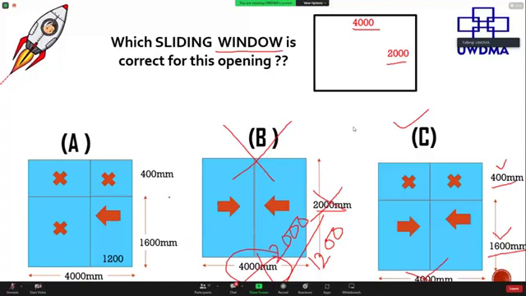Now let's come to option A. This is perfect. So what have we done here? We have given the width of the moving panel as 1200 and the rest we are keeping fixed. So we can easily go with this option.